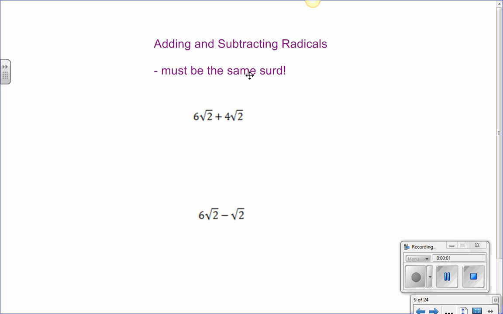Okay, here we're looking at adding and subtracting radicals. So the big rule there is that we must have the same surd in order to combine radicals. So for example, both of these expressions have the square root of 2 attached to it. A surd is just a simplified radical.